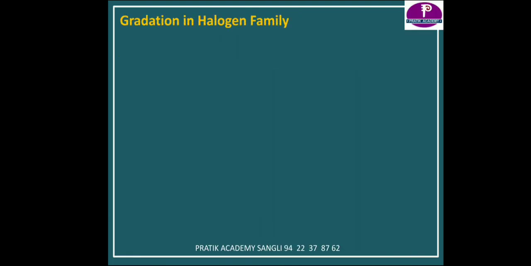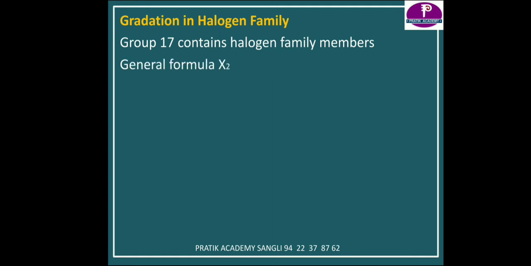Okay, we will see gradation in the halogen family. So what is meant by the halogen family? All the elements which are in group 17 are called halogen family members. They are generally given by the molecular formula X2, for example Cl2, then fluorine F2. These are the examples: fluorine, chlorine, iodine.